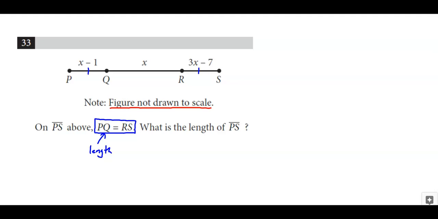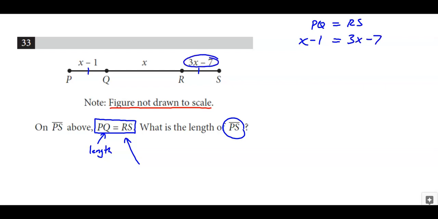And then our final answer is, what is the length of PS? So PS actually represents the entire line, so we're trying to find the total length. So basically what I've got to do is figure out what X is. So I'm going to use this idea right here. Since PQ equals RS, I'm going to set up an equation. That means that X minus 1 has to equal 3X minus 7, because those were the values for PQ and RS. So I solve this out.